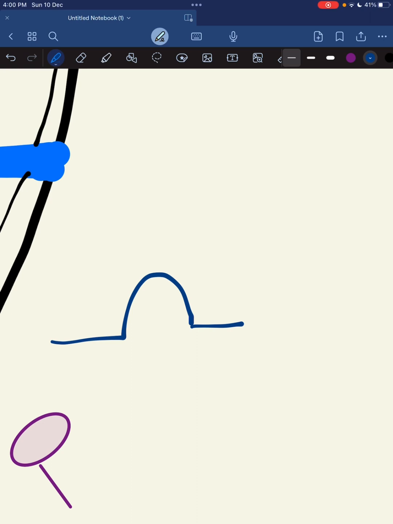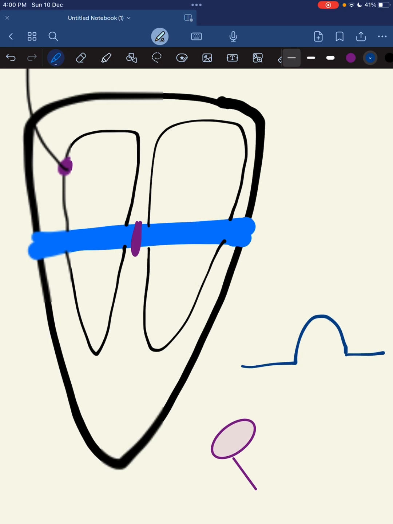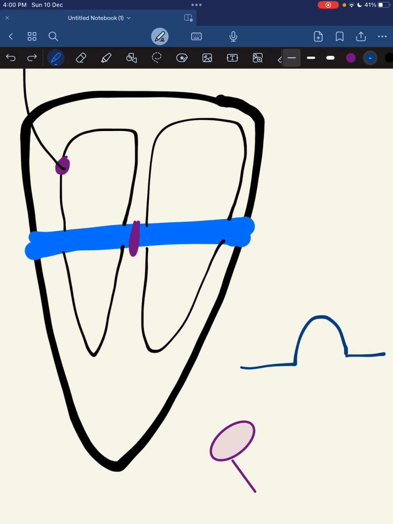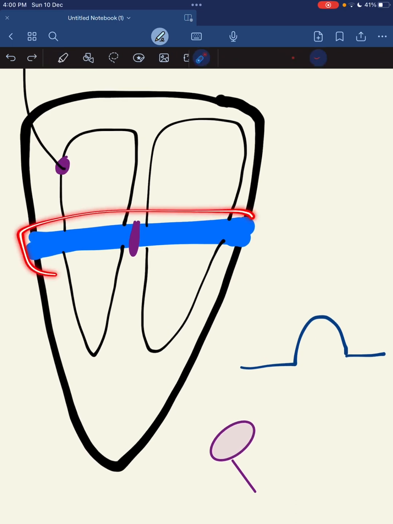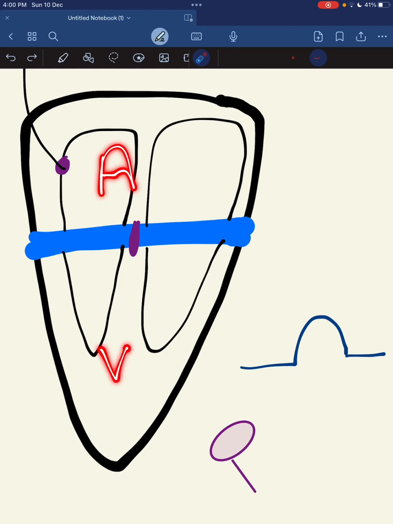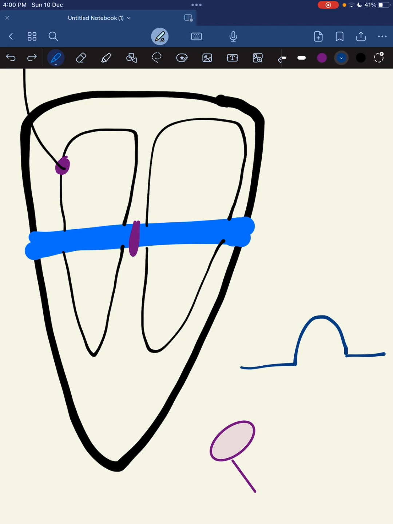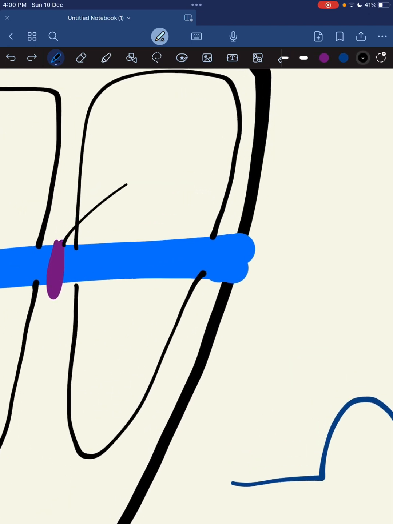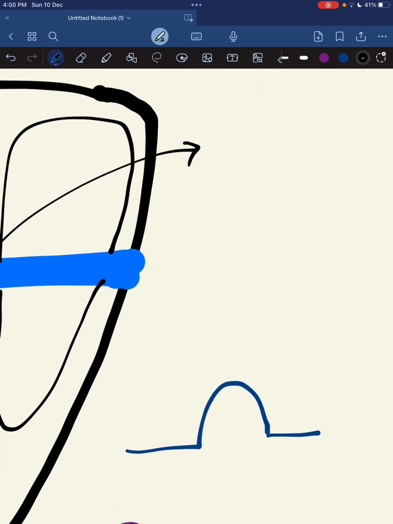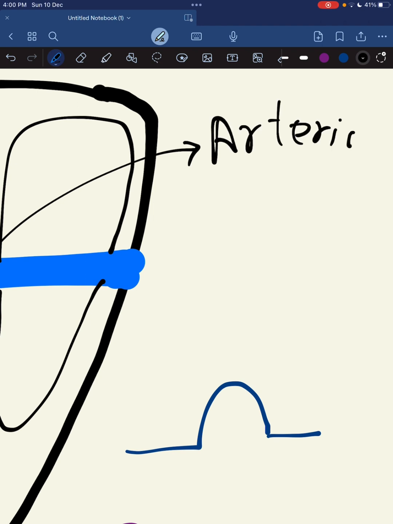What happens then is that we have another specialized tissue here, similar to the SA node, that sits between the atria and ventricles. We call this the atrioventricular node, or AV node.